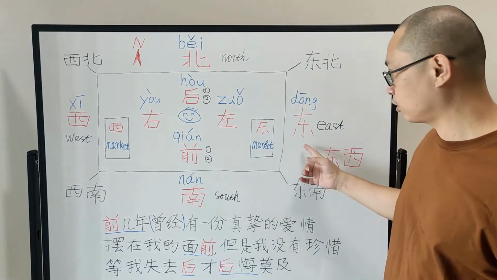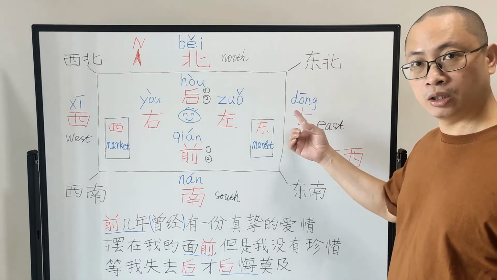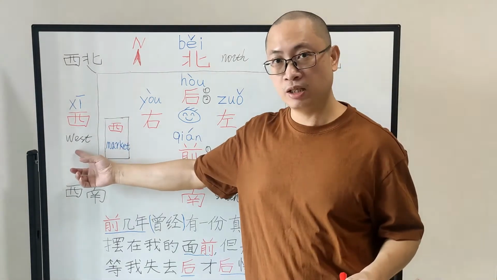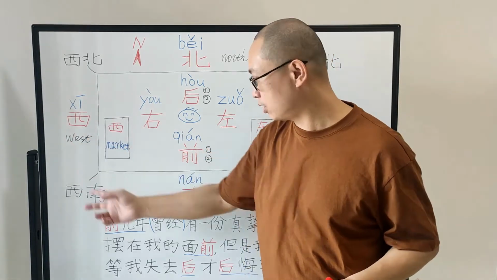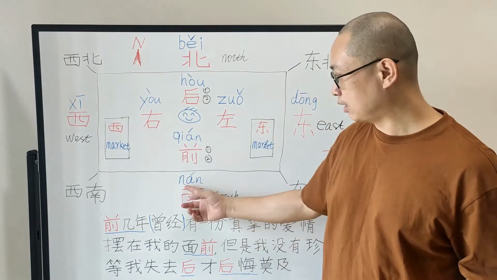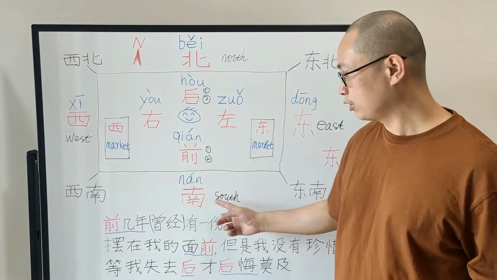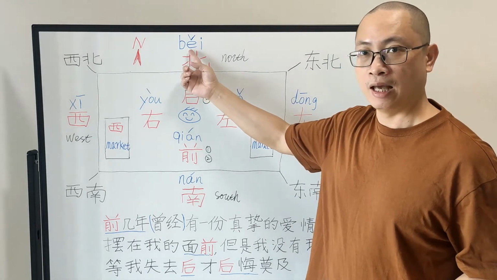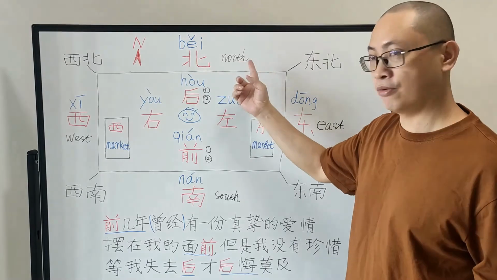Okay, the first character. Dong, east. Xi, west. Nan, south. Bei, north.